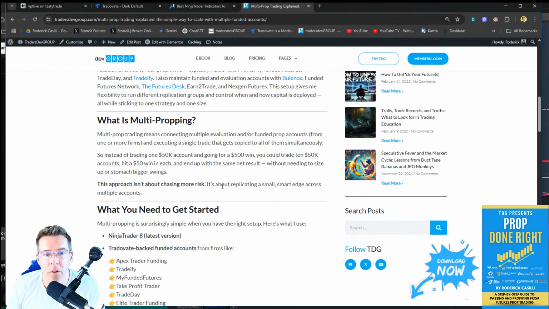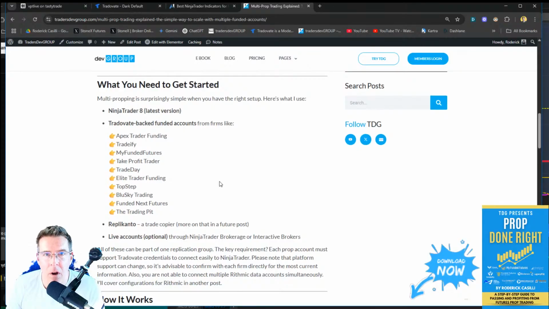Okay, so what are the prop firms that currently offer Tradovate? There might be a few others, but basically Apex, Tradeify, My Funded Futures, Take Profit Trader, Trade Day, Elite Trader Funding, Top Step, Blue Sky, Funded Next Futures, which is really new. I'd probably stay away from them, and The Trading Pit. If you know of another one, you can leave it in the chat here, and as we do post-production, I might add it so that we can mention another one.